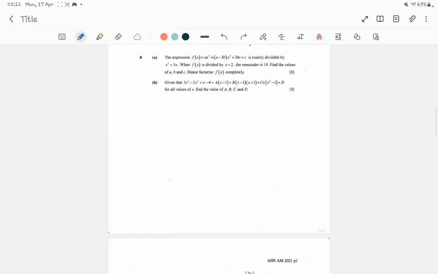Let's do question number 8. Question number 8 is on polynomials, remainder theorem, factor theorem, and identities, and also solving cubic equation. So let's do 8a first.